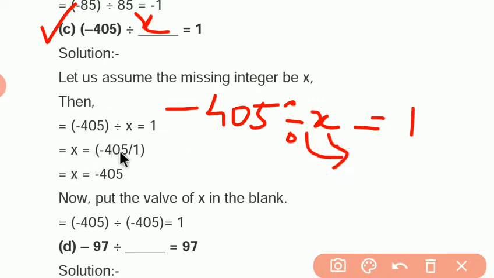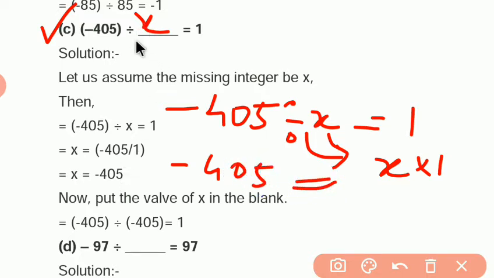So x is equal to minus 405 divided by 1. So x is minus 405. So if we divide minus 405 by minus 405, we'll get the same answer as 1.